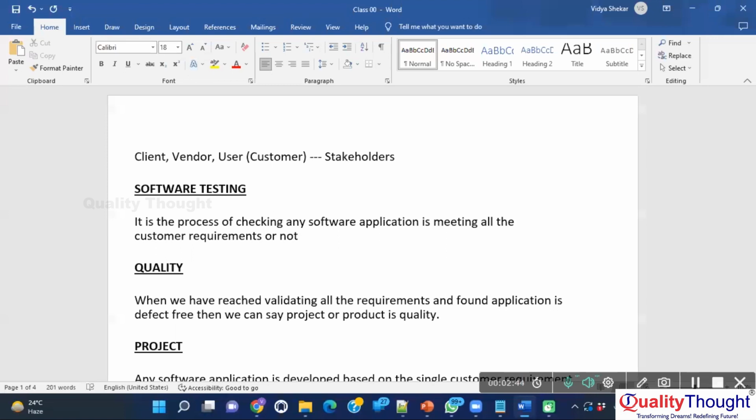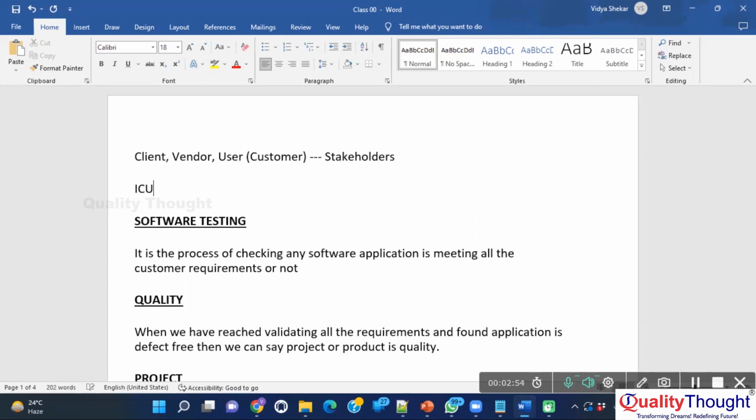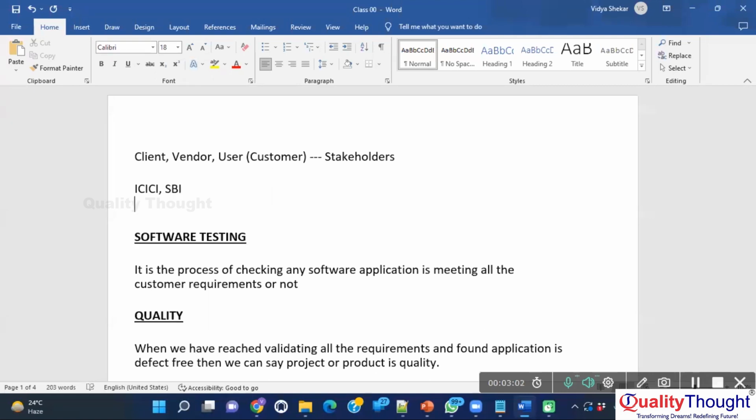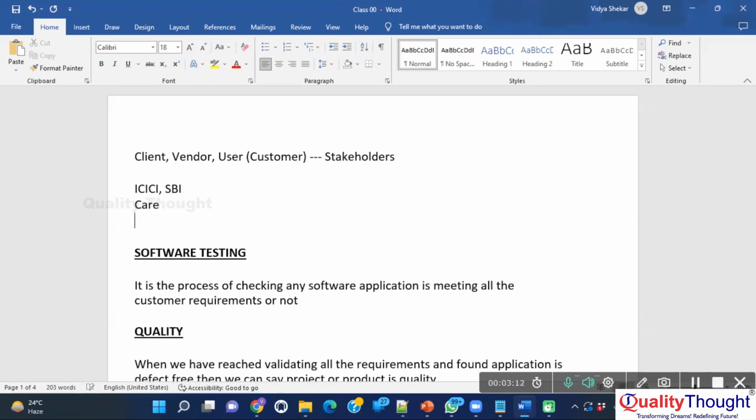Basically, these three terms we generally use if you're working in an IT company. One is a client. They'll ask you for which client you worked. You can say that I worked for ICICI Bank, or SBI, or Apollo Hospitals, or Care Hospitals. These are the banking side. Or you can say that you worked for LIC or HDFC Life.